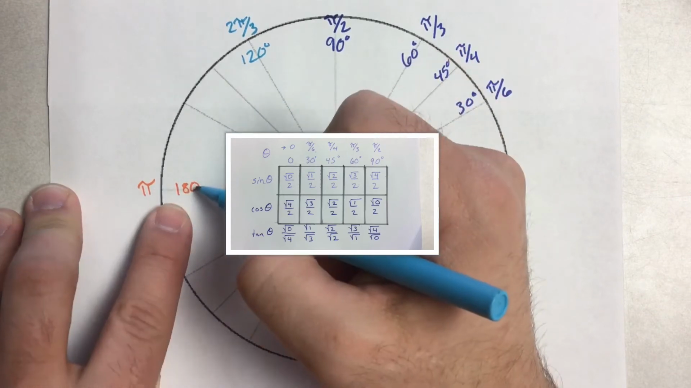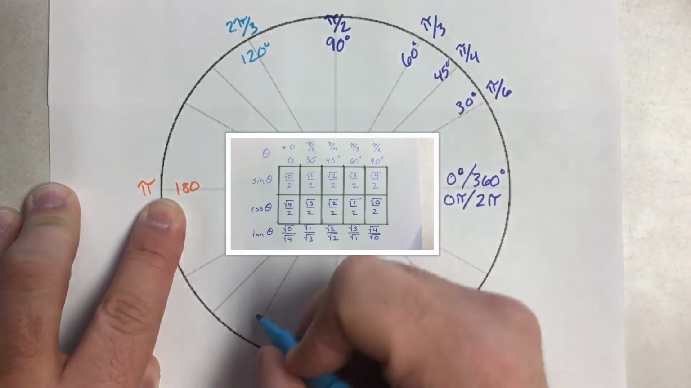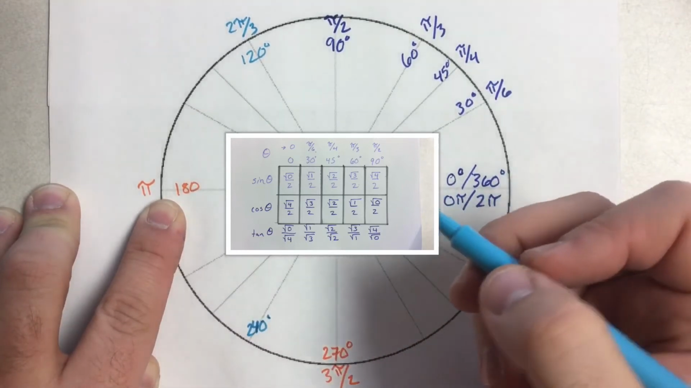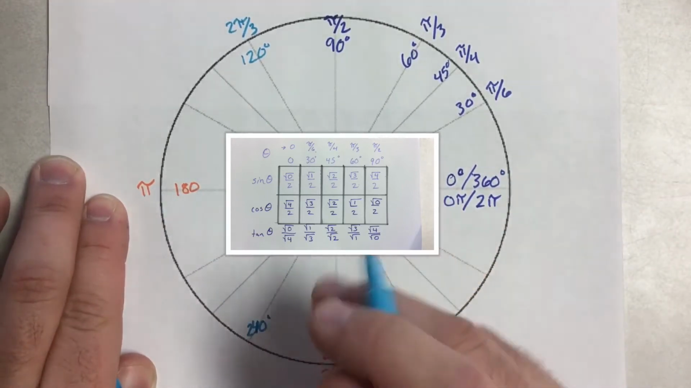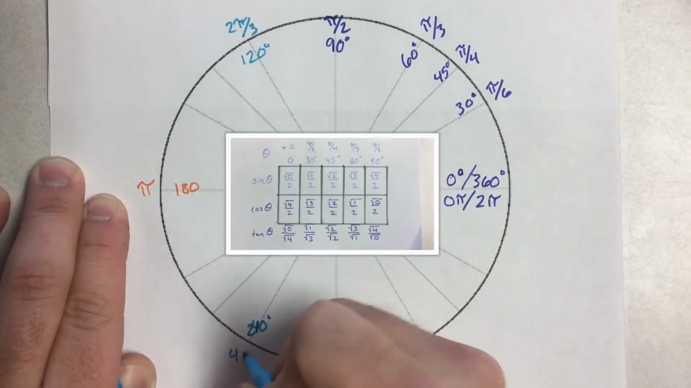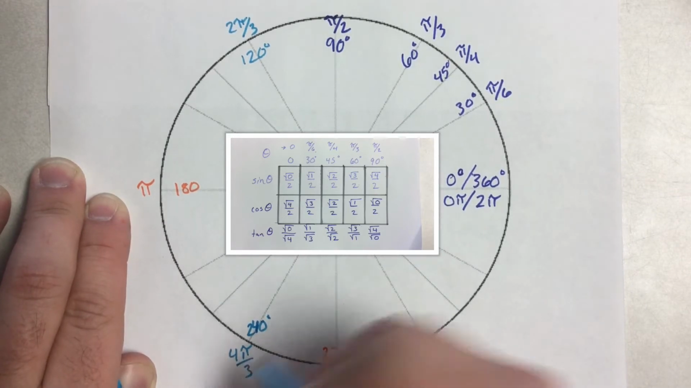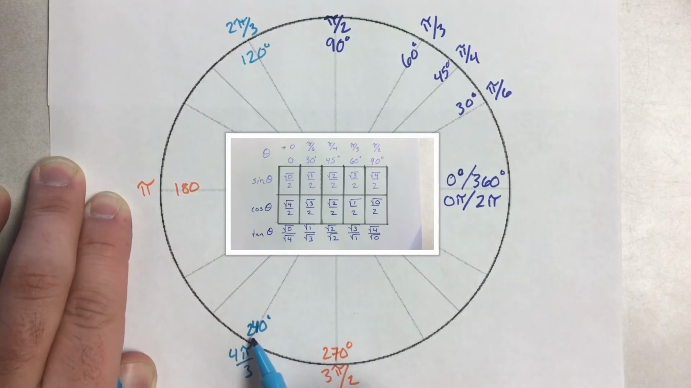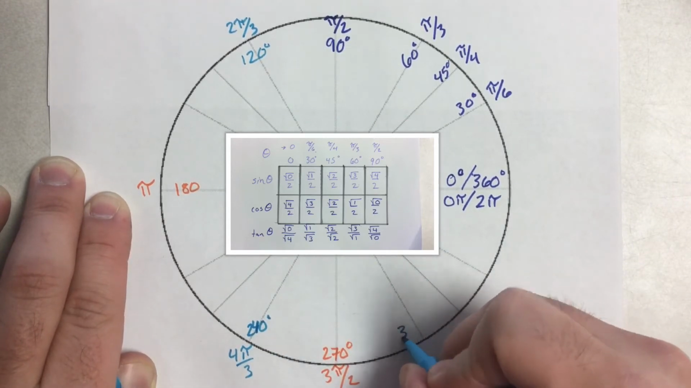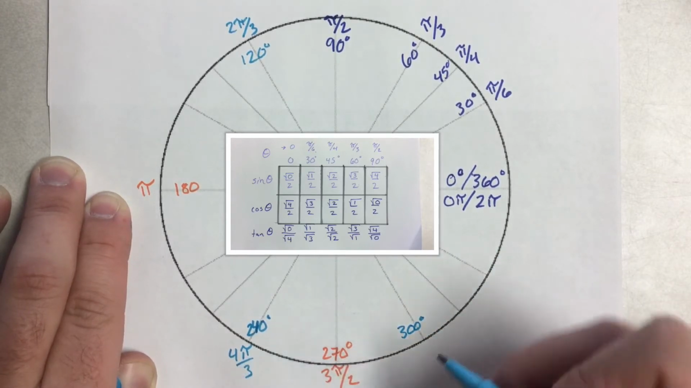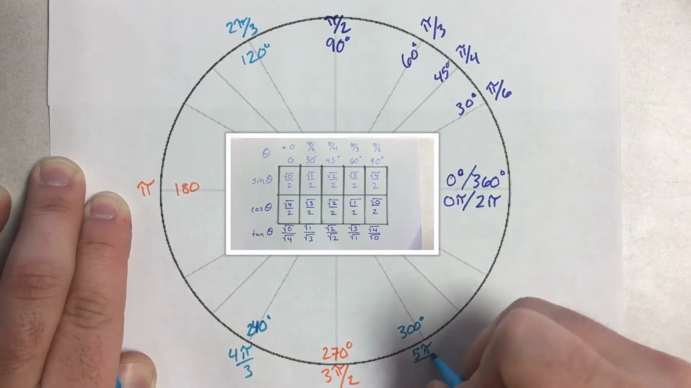So I add another 60, I get 240. And then add another pi over 3, I will get 4 pi over 3. All right, so adding another 60, that would bring us here. That would bring us to 300 degrees. And then adding another pi over 3 would bring us to 5 pi over 3.